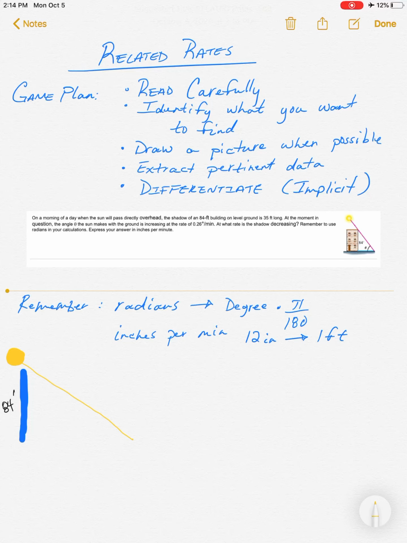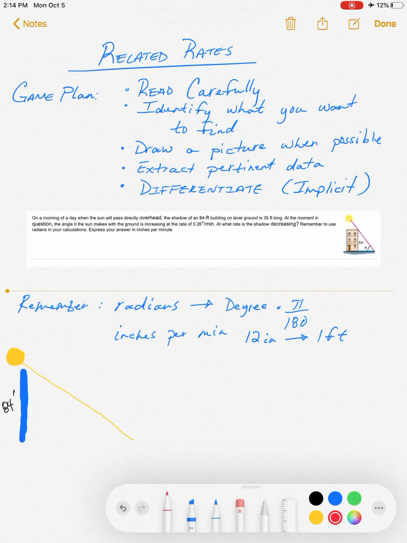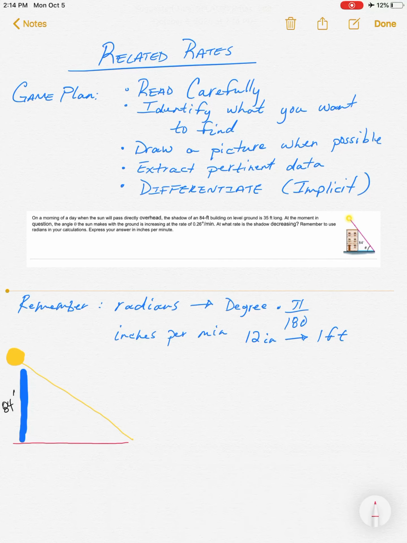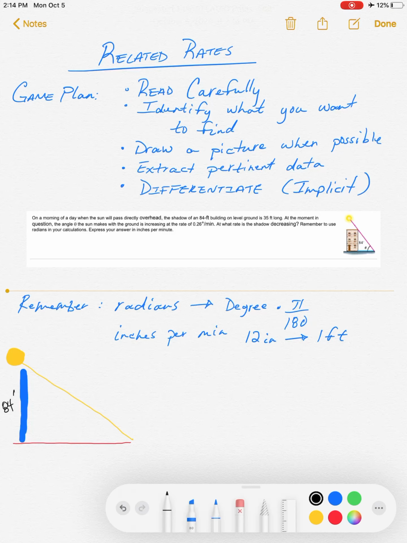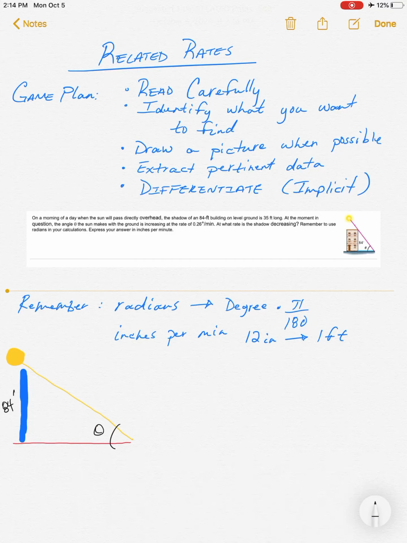And it casts a light, and then the shadow at the bottom. The building's shadow is in red. All right, so the sun is making an angle right there. I drew a quick little picture. This will be my y-axis. This will be my x-axis, just for reference.